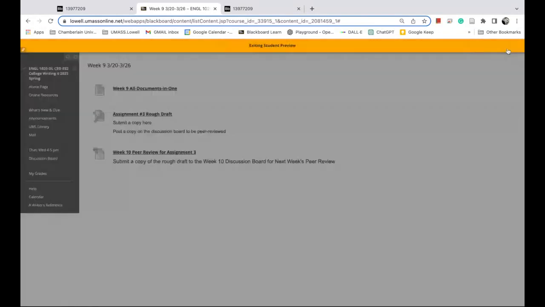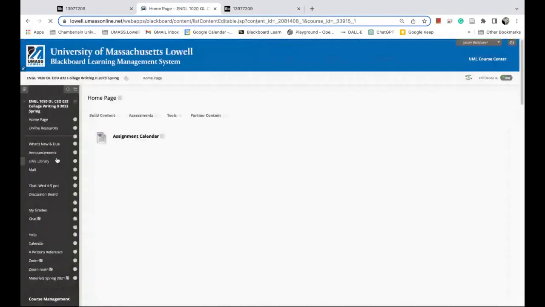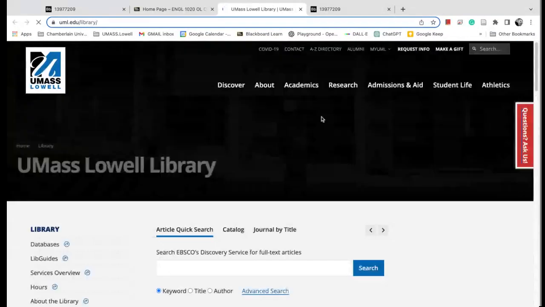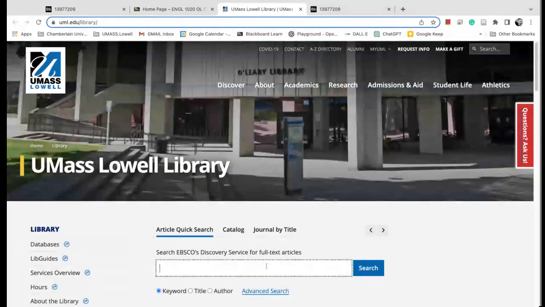I might just have to exit this so it lets me do it. Okay, so the library, I just start using this here. So I just put, I don't know, ChatGPT and AI, so that I'm searching.